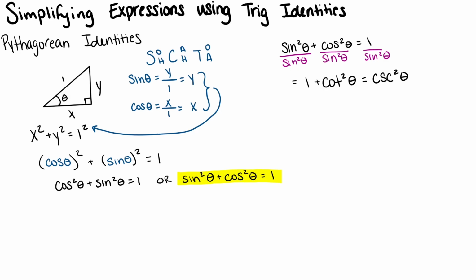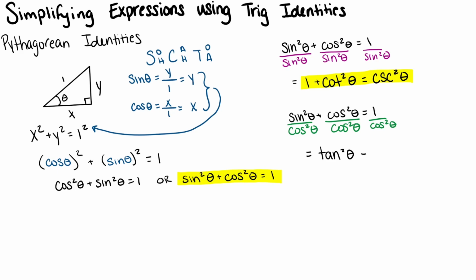And now that's another version of our Pythagorean identity. We have sine squared plus cosine squared equals 1. We also have 1 plus cotangent squared equals cosecant squared. So if we divided everything by sine, let's divide everything by cosine. So we'll divide sine by cosine, cosine by cosine, and 1 by cosine. Sine squared over cosine squared is going to be our tangent squared because sine over cosine is tangent. Cosine squared over cosine squared is 1. And 1 over cosine squared is secant squared. And there's our last version of our Pythagorean identity.